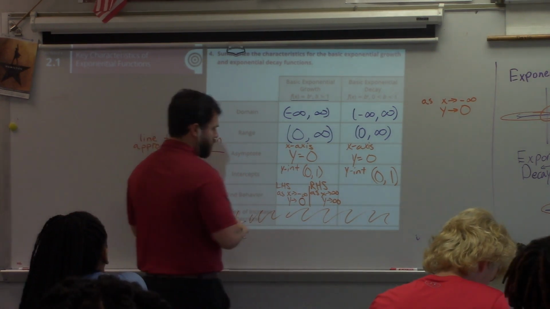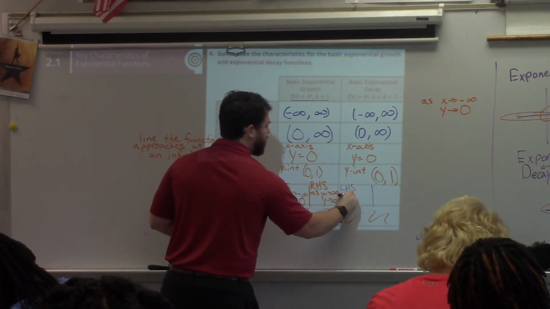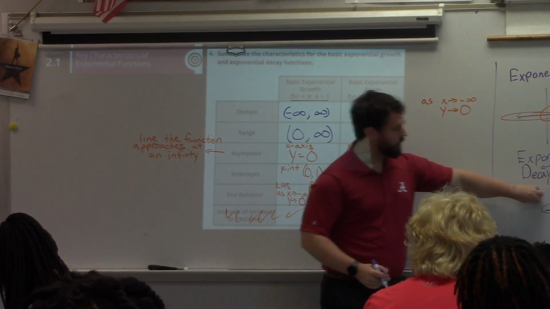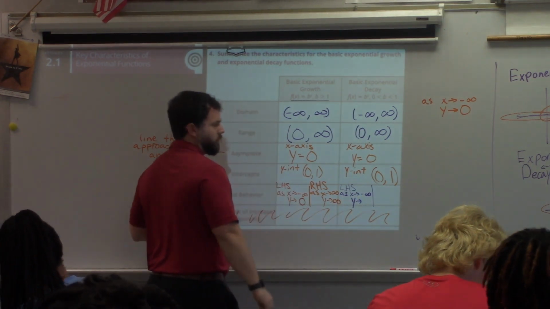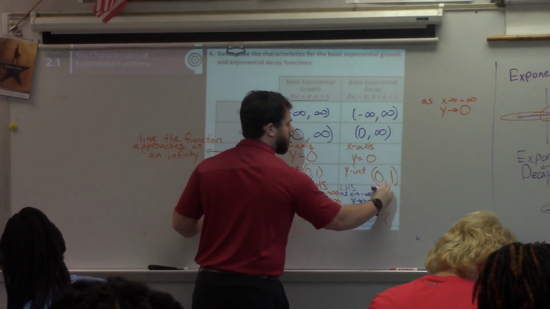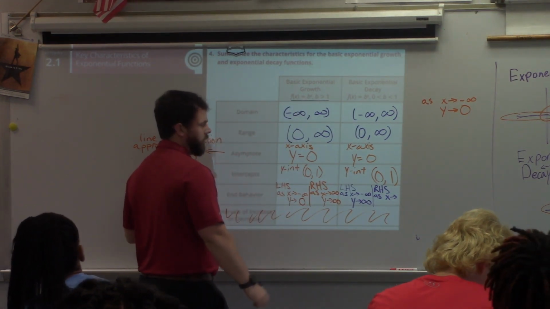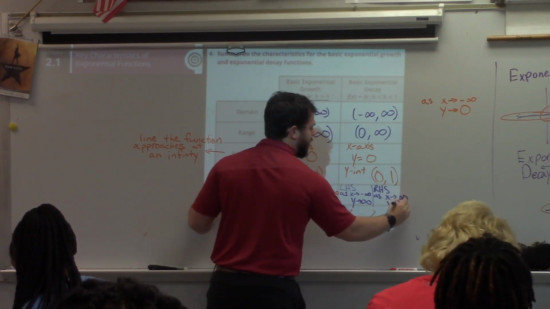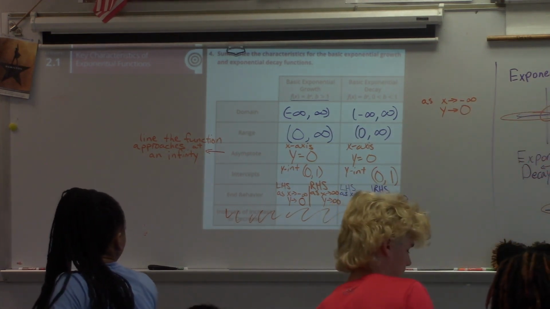End behavior, left-hand side. What's x approaching on the left-hand side? If we're going to the left, x goes towards negative infinity. And what's y going towards? It's going up towards infinity. Right-hand side, as x goes towards infinity, y is going towards, notice it's flattening out, going towards that 0 on the right-hand side. That's why we have that asymptote there.